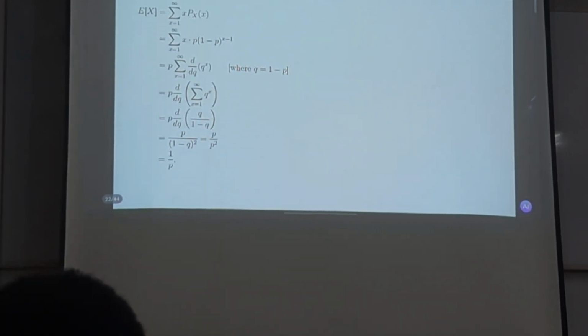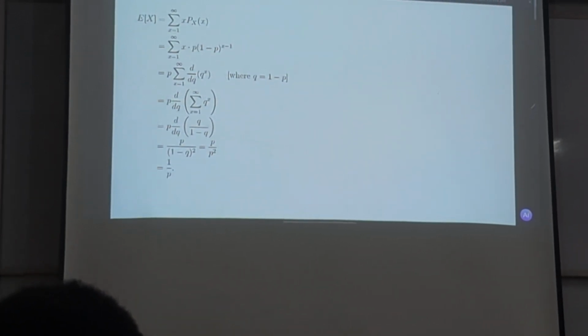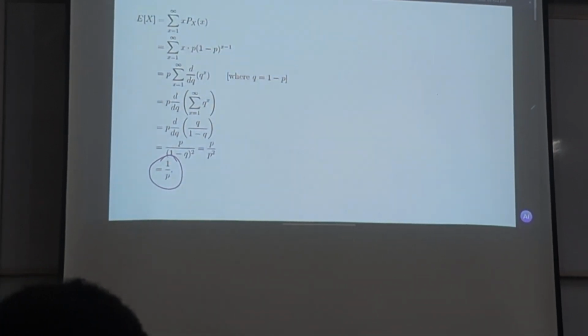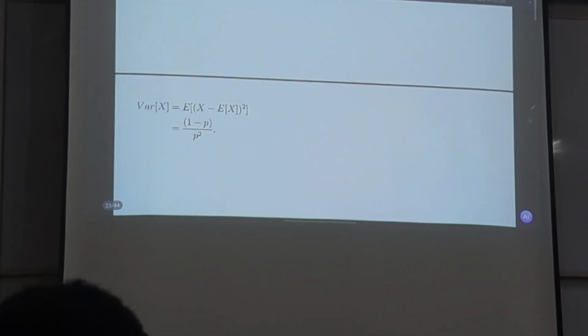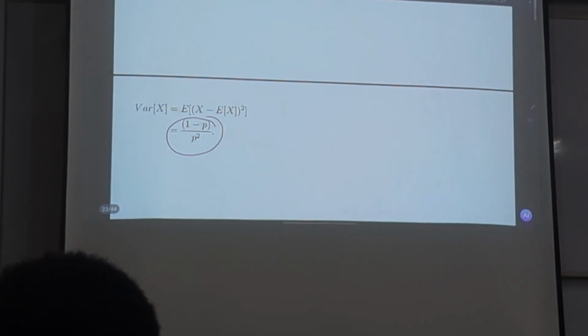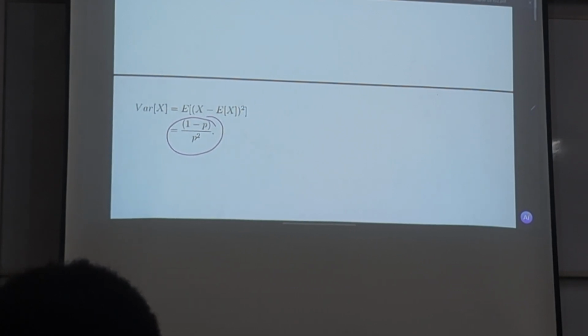The expected value of the geometric random variable can be calculated. We do not need to derive it. What we need is the value. And the variance will be available at the next level. Okay.